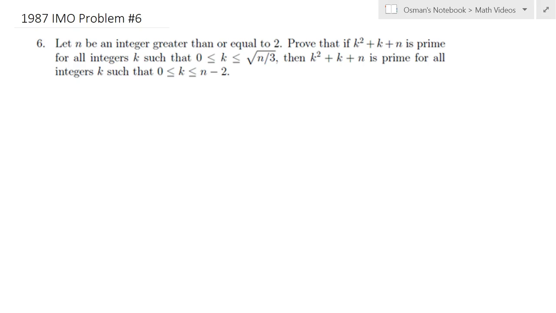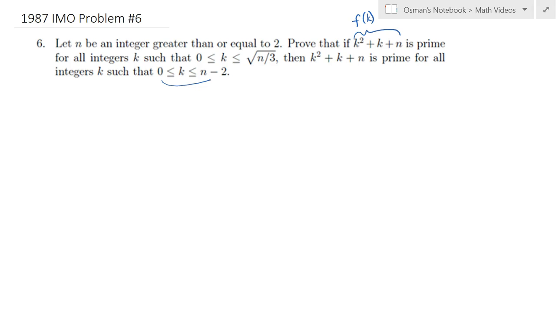Hello everybody, in this lecture we will be solving 1987 IMO problem number 6. Here's a view of this problem. N is an integer greater than or equal to 2. Then we would like to prove that this expression, which I will more conveniently call f of k, if it happens to be prime for integers k in this range, then the same expression should be prime for integers in a wider range.